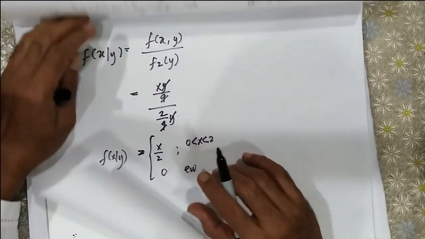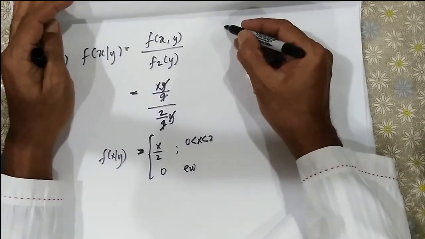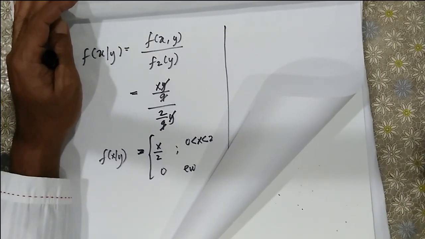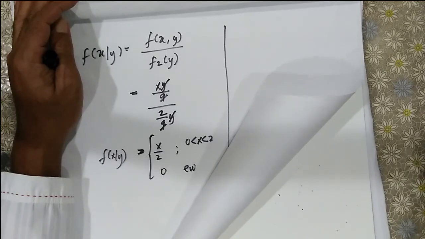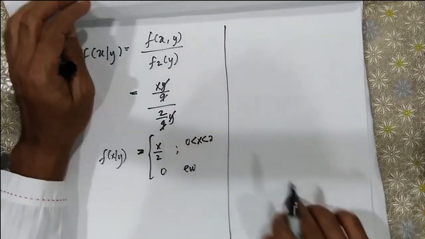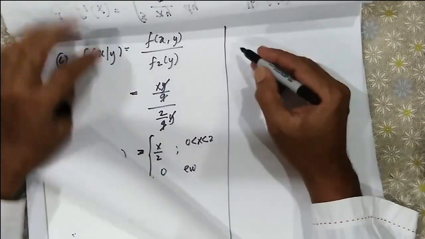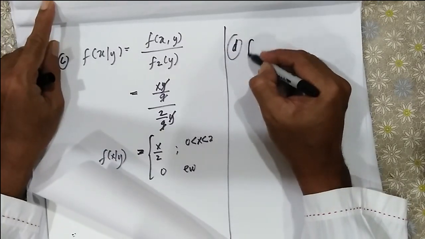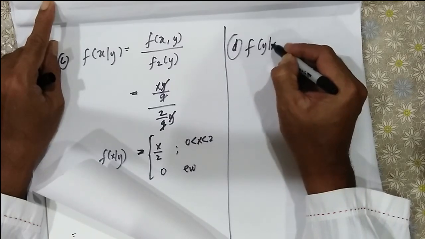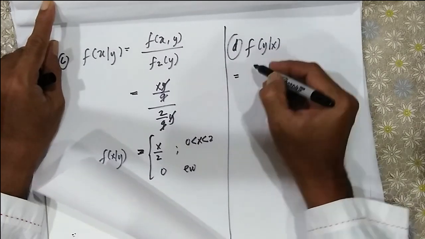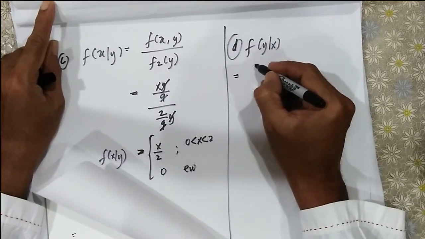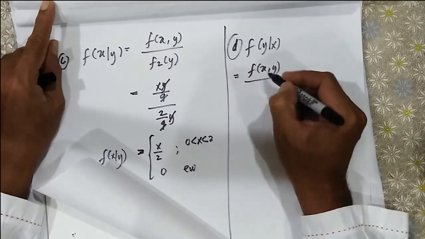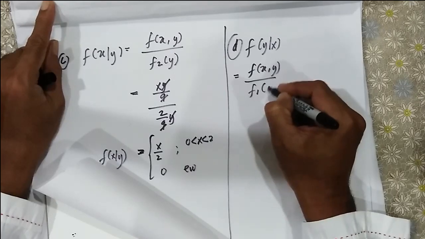Okay, the next part is I want to find the conditional property of y given x. f(y given x) is equal to the joint property of x and y divided by f sub 1 of x.